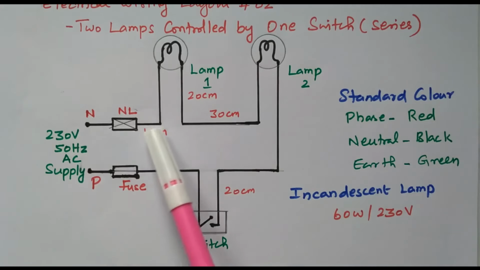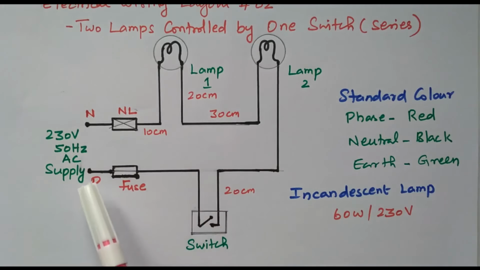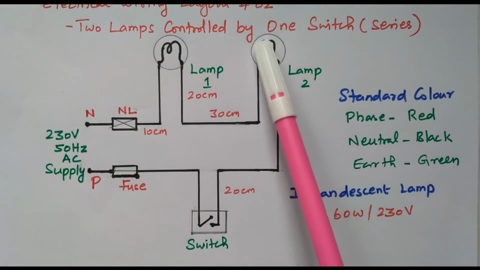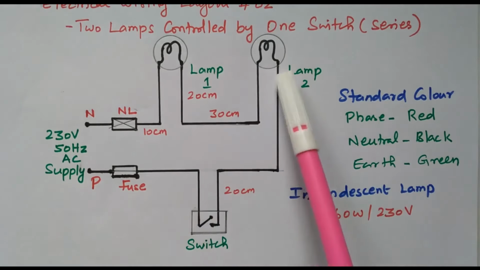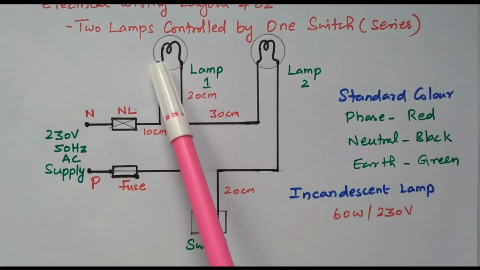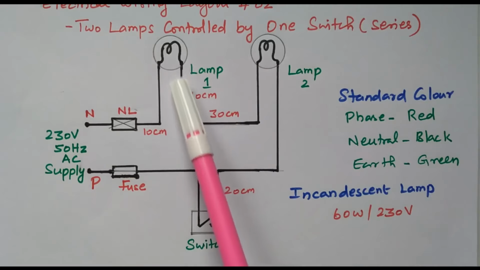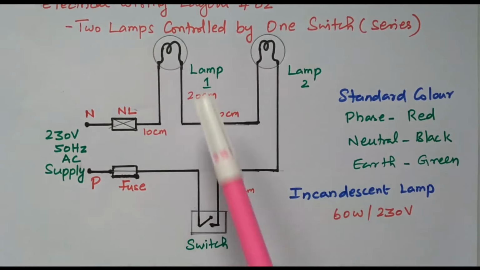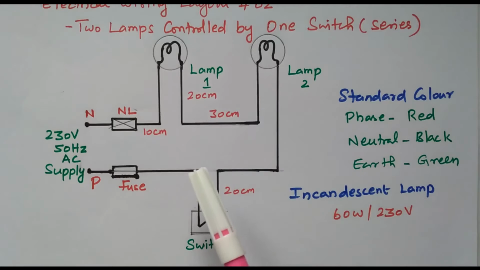Right? So now the neutral is connected directly. On the other end, the phase is connected through fuse and switch. If the switch is closed, what will happen? The supply is given to lamp 2. Then lamp 2 is connected in series with lamp 1, so the supply will be given to lamp 1 also. Already neutral is available here, and phase is available here. So both the lamps are connected in series, and both lamps will glow.